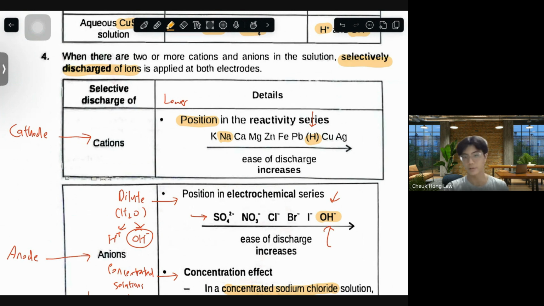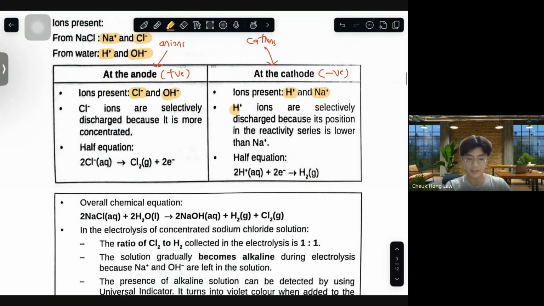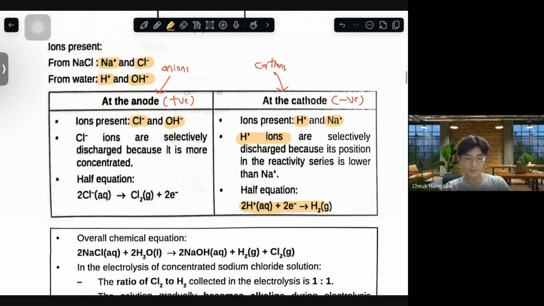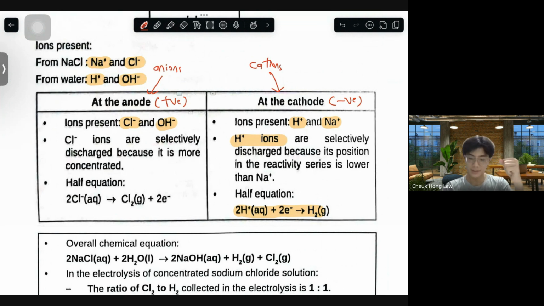So again, we have sodium and hydrogen. Hydrogen is lower in the reactivity series. So hydrogen ions will be selectively discharged. Hydrogen ions are selectively discharged, and then the half equation is the same, the same as how I explained just now. You just write it down the same way. So once you know which ions already, immediately you will know the half equation. All the half equations are same for the same ions. So at the cathode, reduction happens. So this is the gain of electrons. As you can see, electrons are being gained.